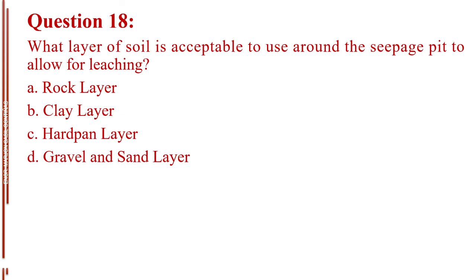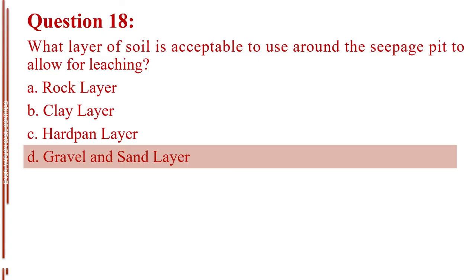Question number 18. What layer of soil is acceptable to use around the seepage pit to allow for leaching? Letter A, rock layer. Letter B, clay layer. Letter C, hardpan layer. Letter D, gravel and sand layer. The answer is letter D, gravel and sand layer.